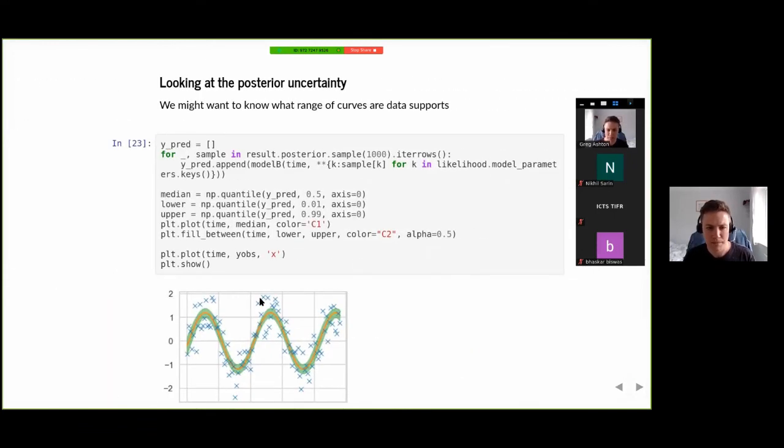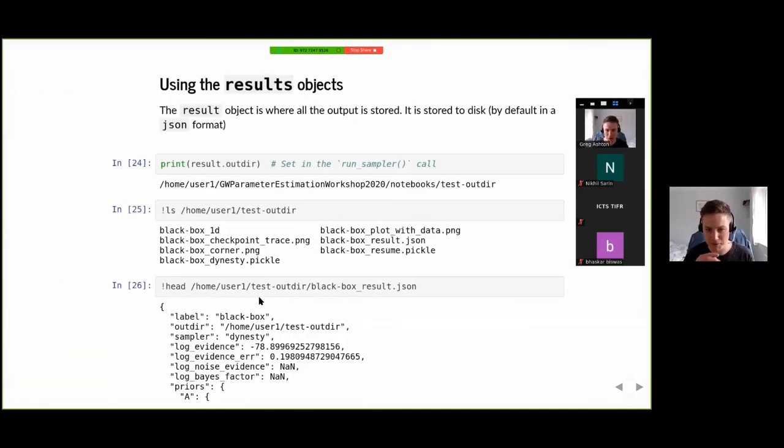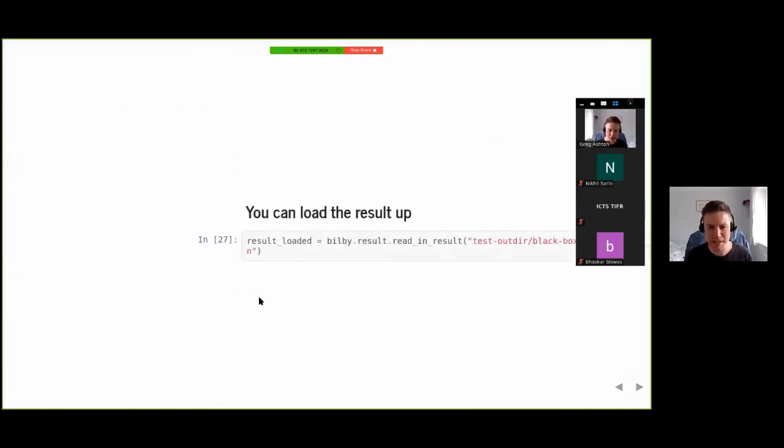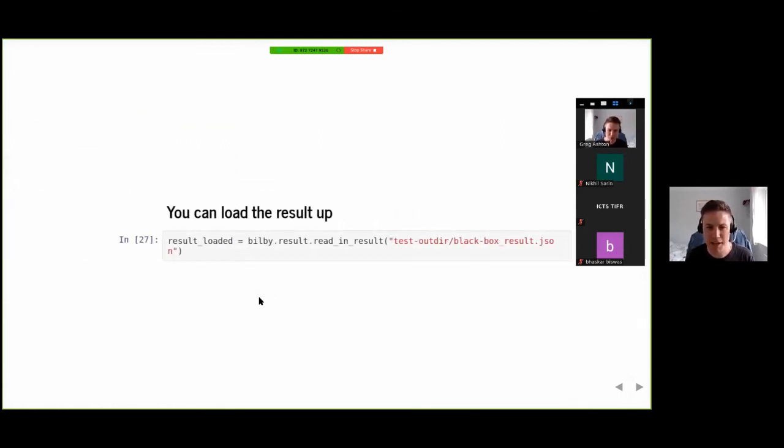Okay, I'm going to skip over this because we're short on time, but you can also plot the maximum likelihood and draws from the posterior and things like that. I'll leave that for people to have a look at in their own time. And there's various metadata, but I think we're going to get to that today.